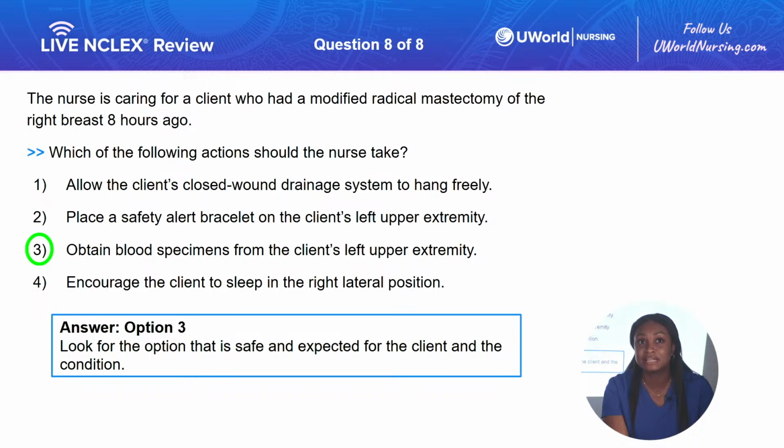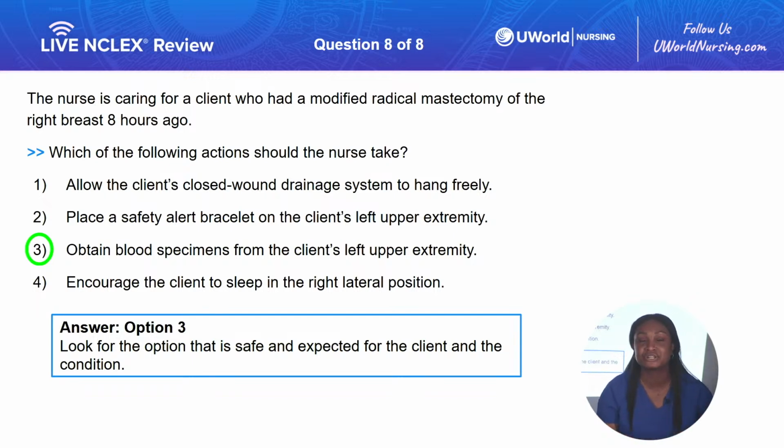So obtaining blood specimen from the client's left upper extremity, because this client had a right breast mastectomy, so you want to do everything on the opposite side. So obtaining the blood pressure cuff, obtaining blood specimens, all on the opposite side. Options 1, 2, and 4 would be the opposite of what we would want to encourage. So option 1, allow the closed wound drainage system to hang freely. That is something that we don't want to do.